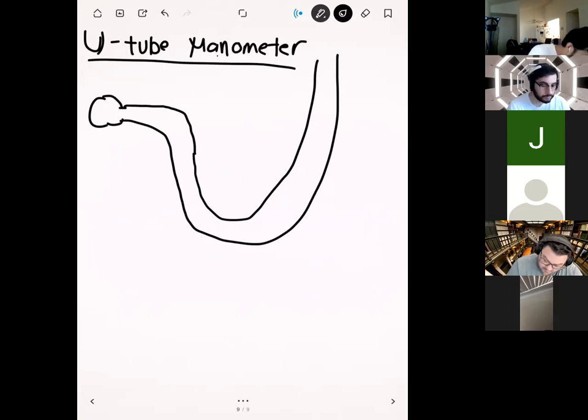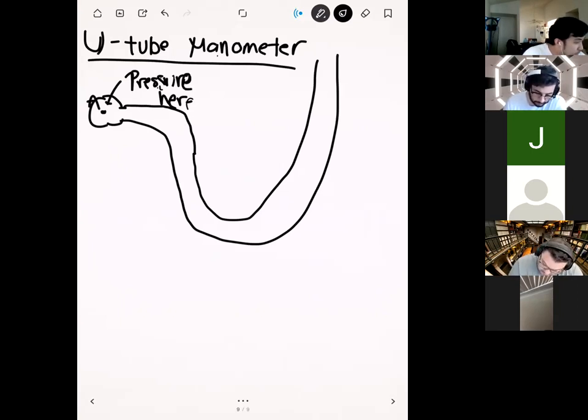And so let's say that, same as before, we're interested in this pressure here. Okay, so we'll call that point A. Right? And so what's unique about the U-tube manometer is that we have 2 different fluids here. Okay? Right? And so just like before, on the right-hand side of the tube, we're going to have a free surface. So that's going to be our reference pressure. Right?